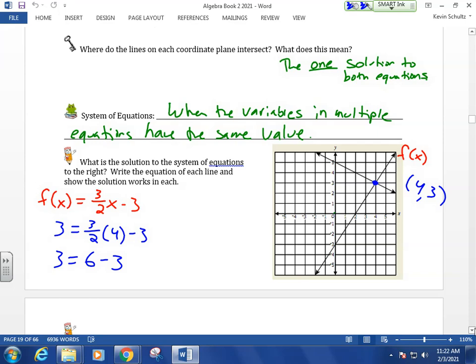And does 3 equal 6 minus 3? Yes, it does. Checks out. All right? Just a test, just a proof that 4, 3 works in the f of x line. And now if we label the other one g of x, so you know exactly which line g of x is, what's the equation for g of x?